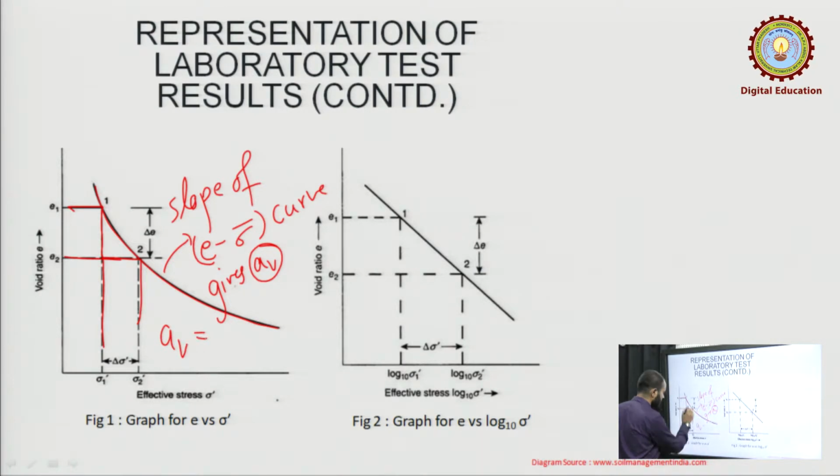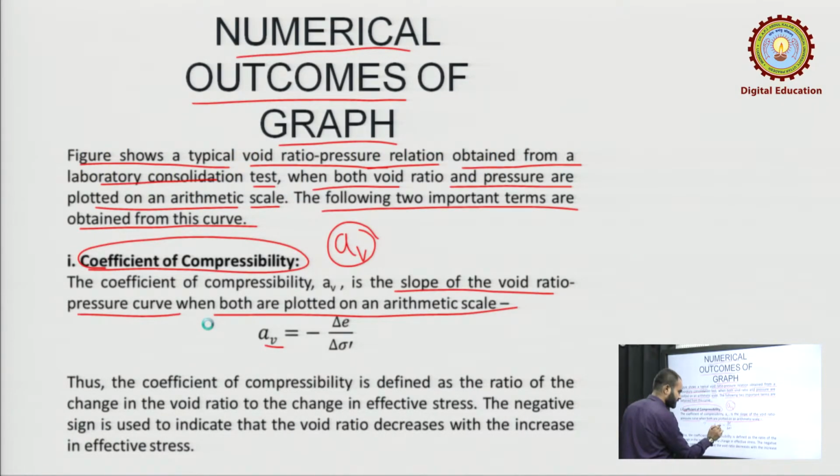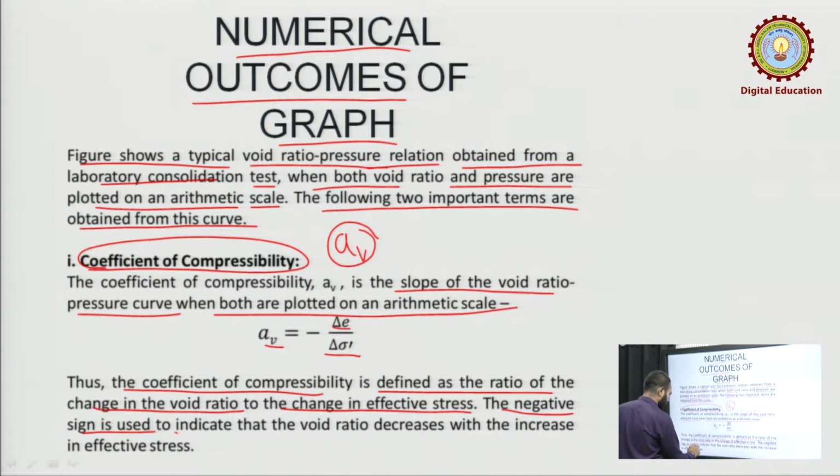Because it is a slope, the slope will be equal to delta e upon delta sigma bar. A negative sign is put here to make you understand that with the increase in the stress or effective stress, the void ratio will decrease. Hence, it is made a negative sign. This is the formula: a_v = -delta e / delta sigma bar. Thus, the coefficient of compressibility is defined as the ratio of change in the void ratio to the change in effective stress. The negative sign is used to indicate that void ratio decreases with the increase in the effective stress.